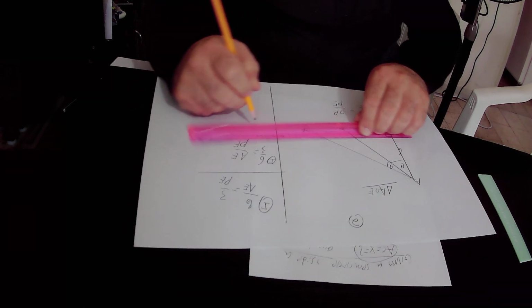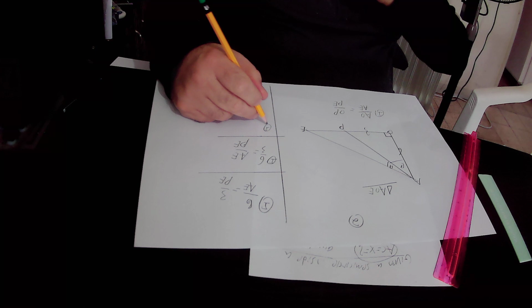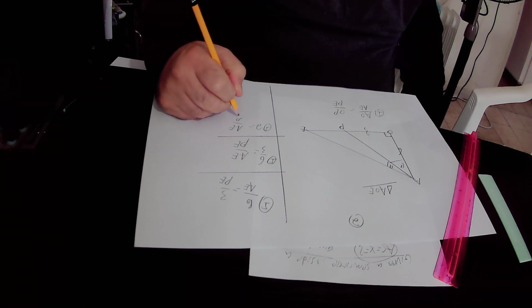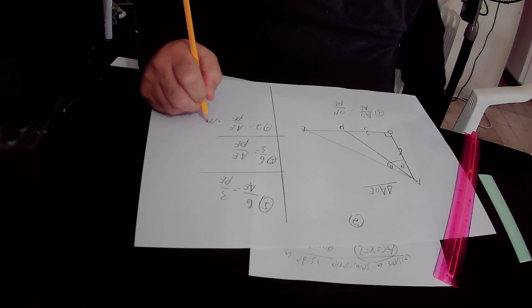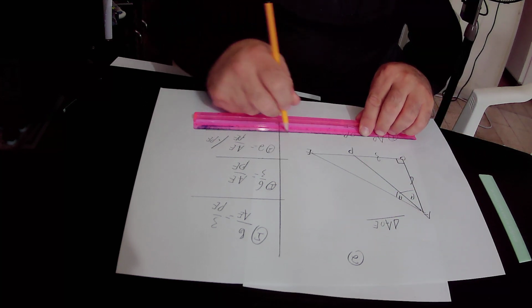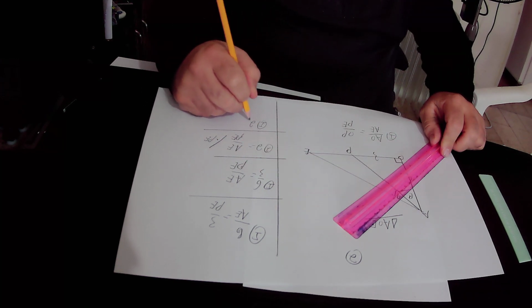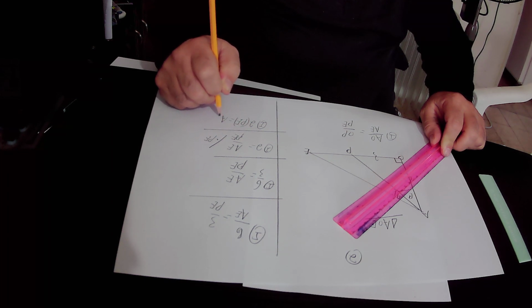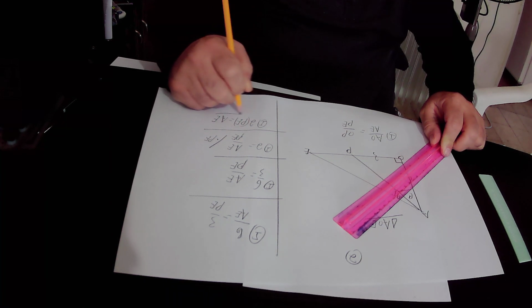Here 6 over 3 is 2, so we get that 2 equals AE over PE. We multiply this equation number 1 by PE, and we get that according to equation number 1, 2 times PE equals AE. So AE equals 2 times PE.